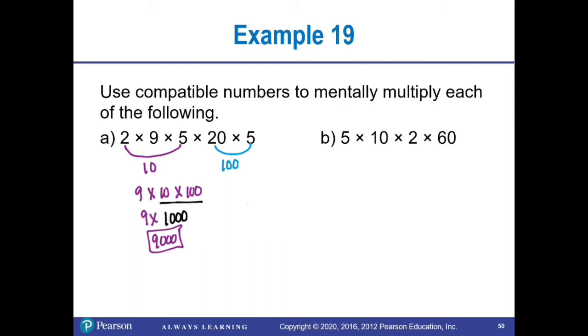Again, these steps should be done mentally, but on a show work question on your quiz, you'll need to write each step out. On part B, we have 5 times 10 times 2 times 60. Well, 5 times 2 is 10. I have 10 that I still need to multiply and times 60. 10 times 10 is 100. And when I multiply times 60, I'm going to look at the first digits. 1 times 6 is 6, and there are 3 zeros, so that gives me 6,000.